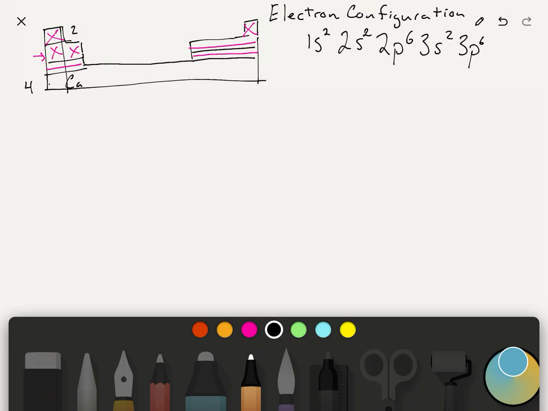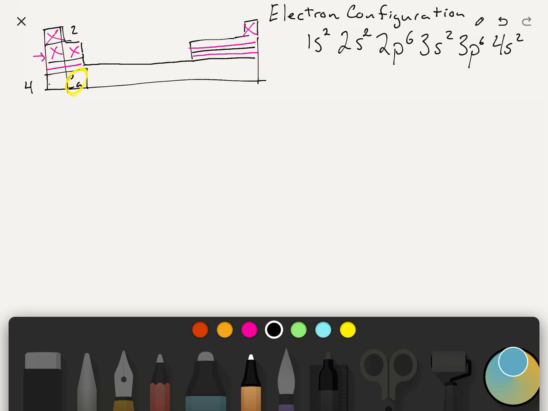And finally, we are into the block where calcium exists. Now, calcium is the second element in this block, so we are going to have a completely full S subshell, and it will be 4s2.